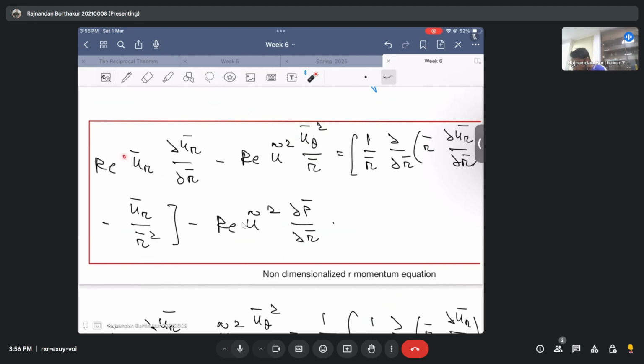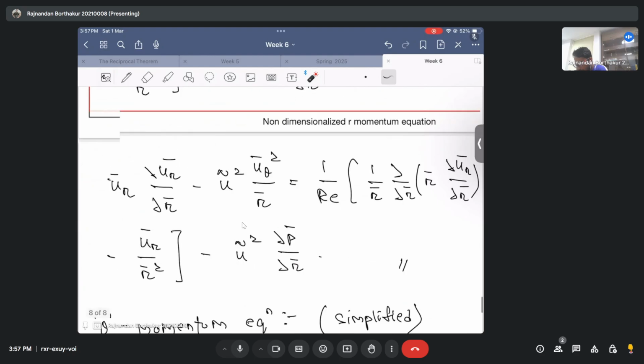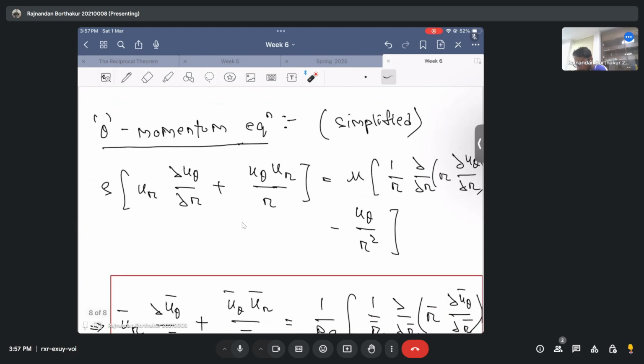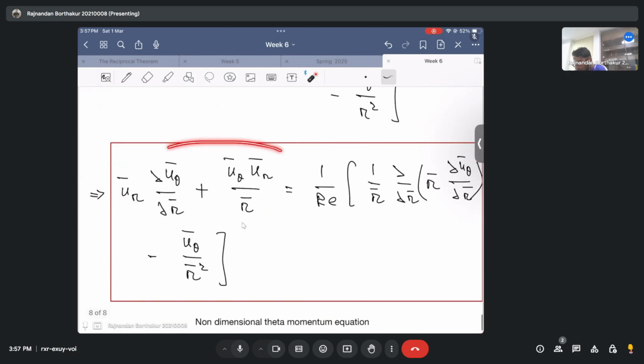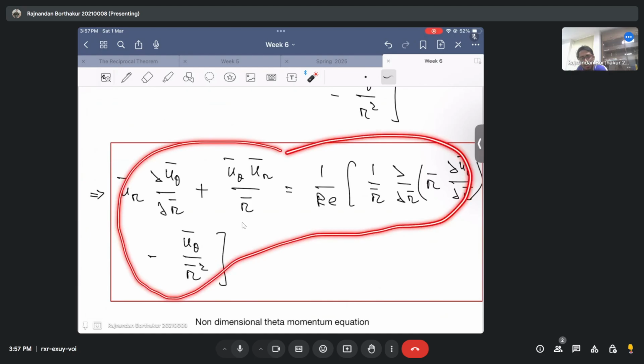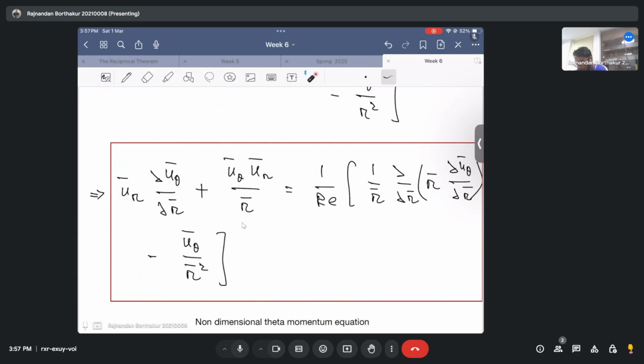For instance, we get a Reynolds number which we call the suction Reynolds number, and we get a parameter u tilde which dictates how strong my rotation of the cylinder is with respect to the suction velocity. This is what u tilde portrays. And then we get this R momentum equation, non-dimensionally. And if we now see the theta momentum equation, I skip the steps, but this is how the non-dimensional form of the theta momentum equation would essentially look like.